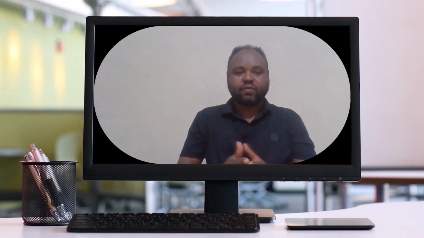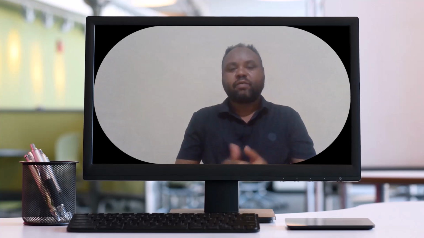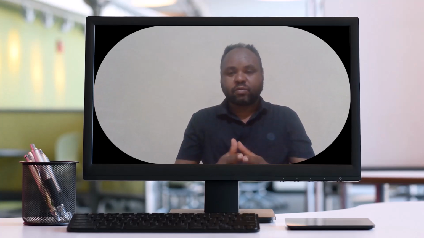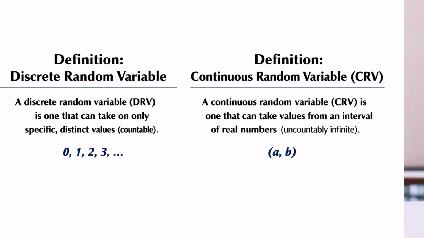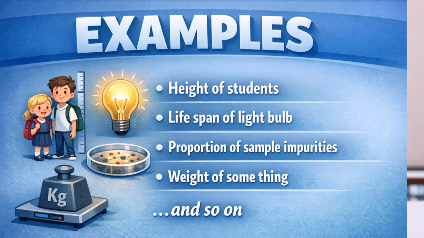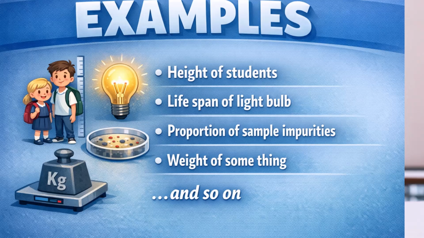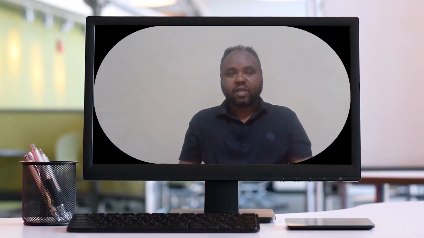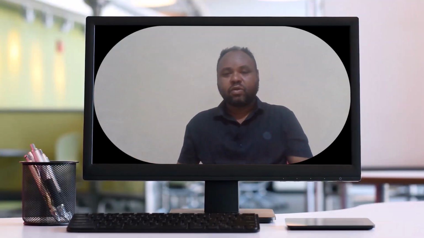Today, in this video, we will explore continuous random variables and their probability distributions. Unlike discrete random variables, which take countable values, continuous random variables can take any values in an interval. Examples: height of students, lifetime of bulbs, proportion of impurities in a sample, weight of something, and so on. All these variables can be described with their values in a continuous fashion.